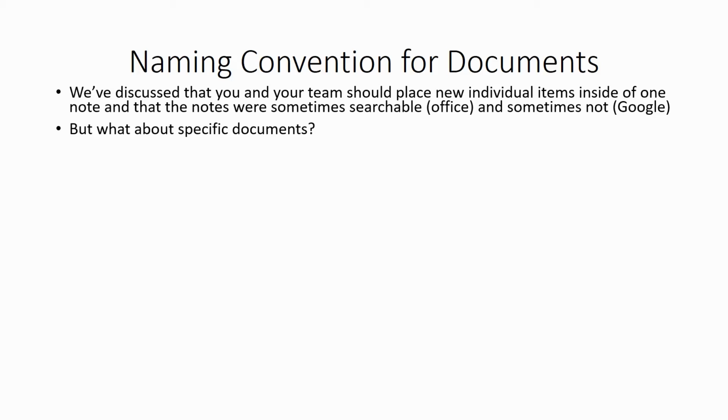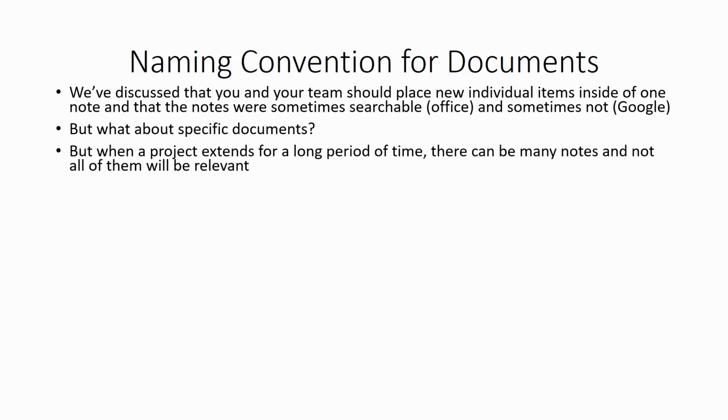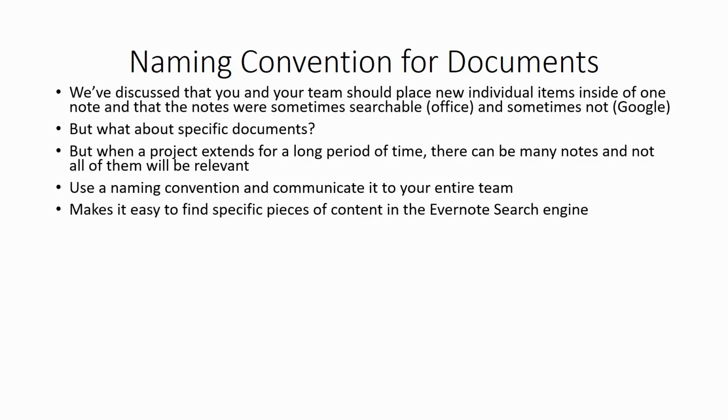But now, how should you classify those specific documents within the actual note? This is important because when a project extends for a long period of time, you can have a lot of notes and not all of them will be relevant, and it can clog the search when you're trying to find something specific. What you want to do is use a naming convention for the individual files within the note, and then make sure that you communicate that naming convention to your entire team. This will make it easy to find specific pieces of content within the Evernote search engine.